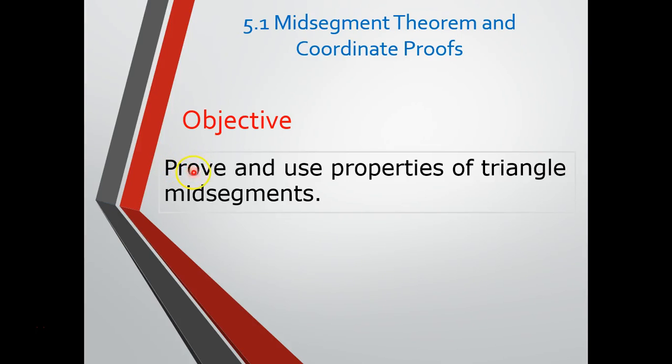Hey geometry class, we are now in chapter 5 and this is our first lesson in chapter 5. We're going to be looking at something called the midsegment theorem and then we're going to be looking at some coordinate proofs. There's not going to be any coordinate proofs in this lesson, but we're probably going to go over some in class. So our objective in this lesson is to use properties of triangle midsegments. And that is the main thing in this lesson, it's all about midsegments.